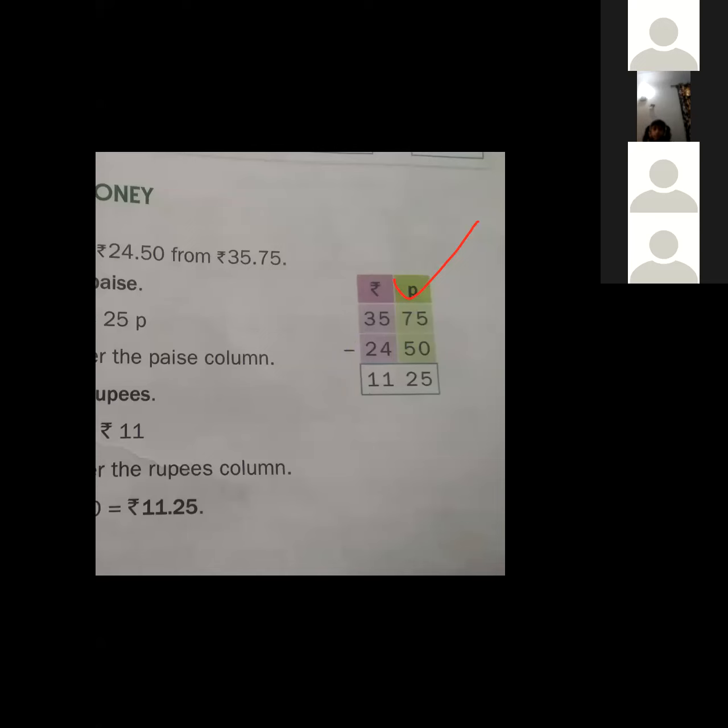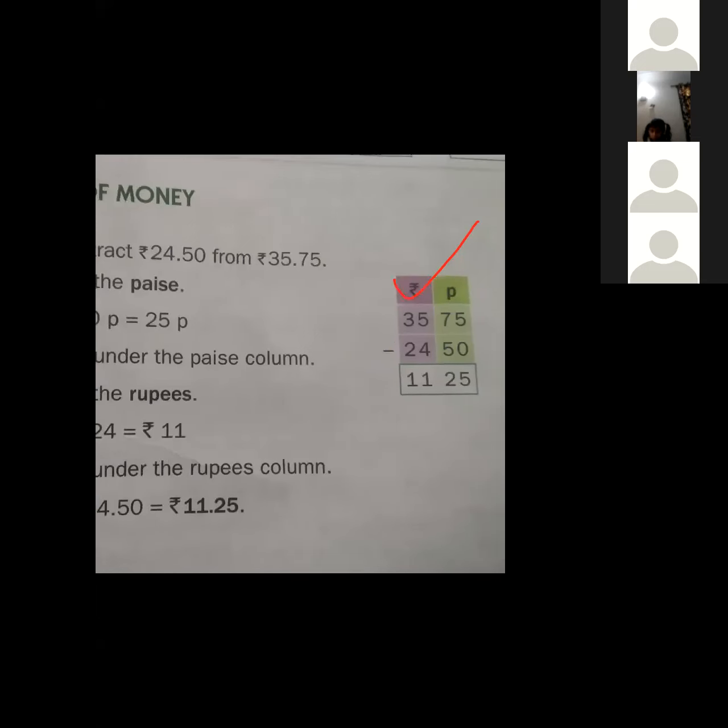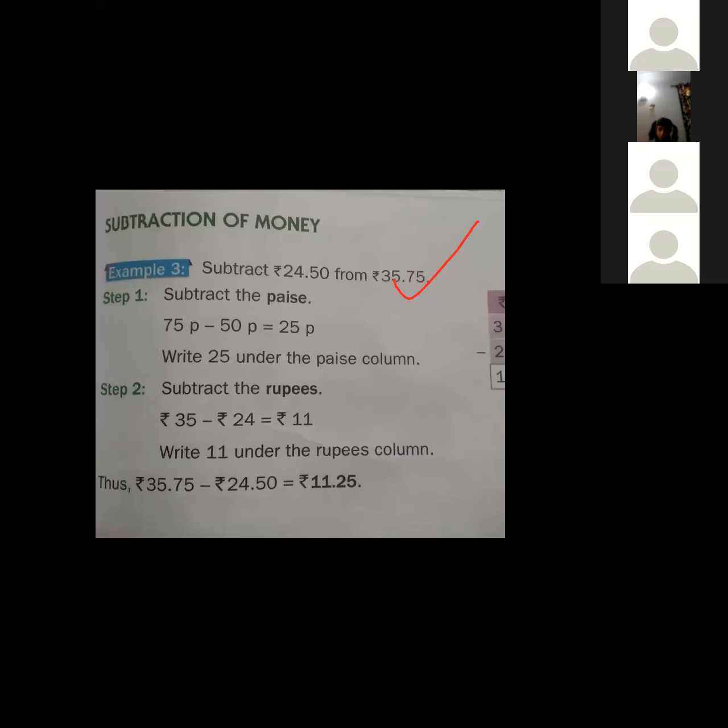Or you can say 11 rupees, 25 paise. Students generally do it like this, because it's a short form. In maths, there are many ways to do. So this is one way. Even I find this easier when I'm doing it. But the other, elaborated way is like this. These are the two ways.